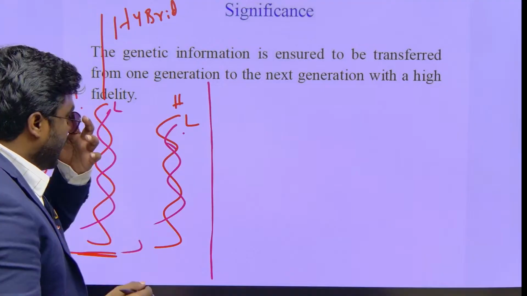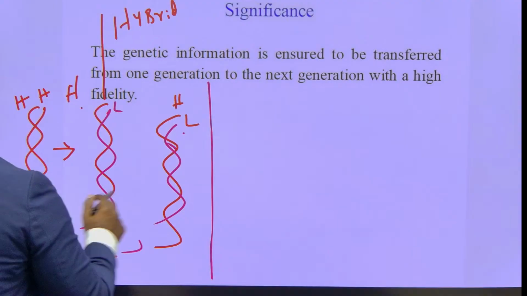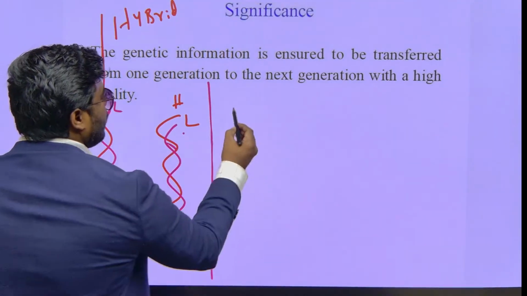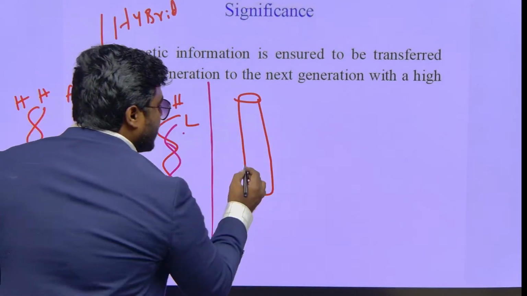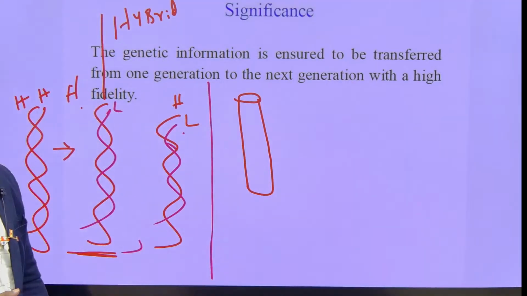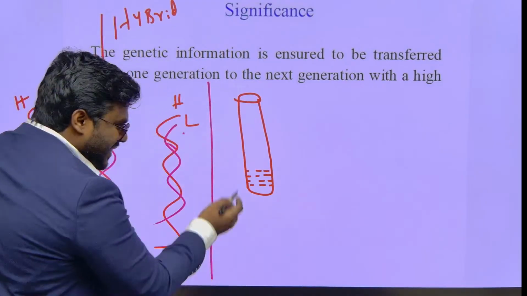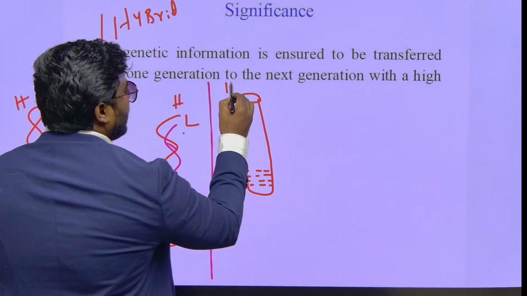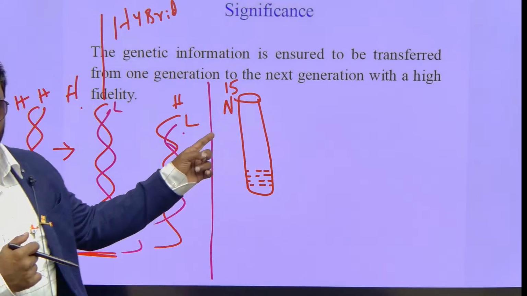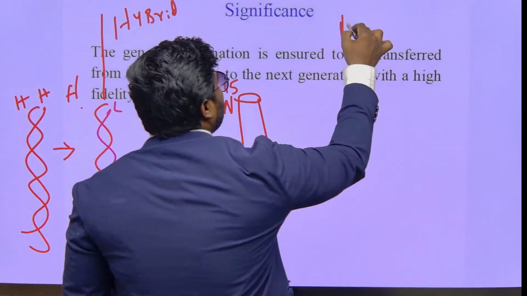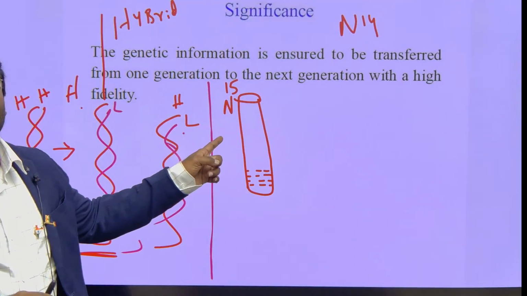Everyone just try to understand what kind of experiment they have done. All of you focus. First, they took a test tube containing E. coli culture. E. coli is the bacteria, correct? And this bacteria they kept in a medium of N15. What is N15? Heavy isotope. So we have N14 and we have N15. N14 is a normal isotope, N15 is a heavy isotope, correct?